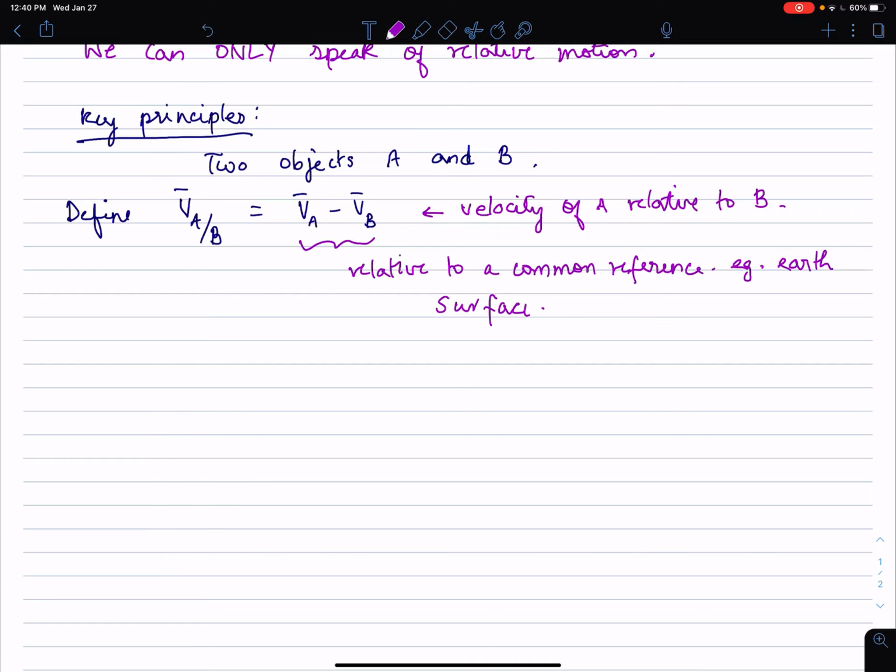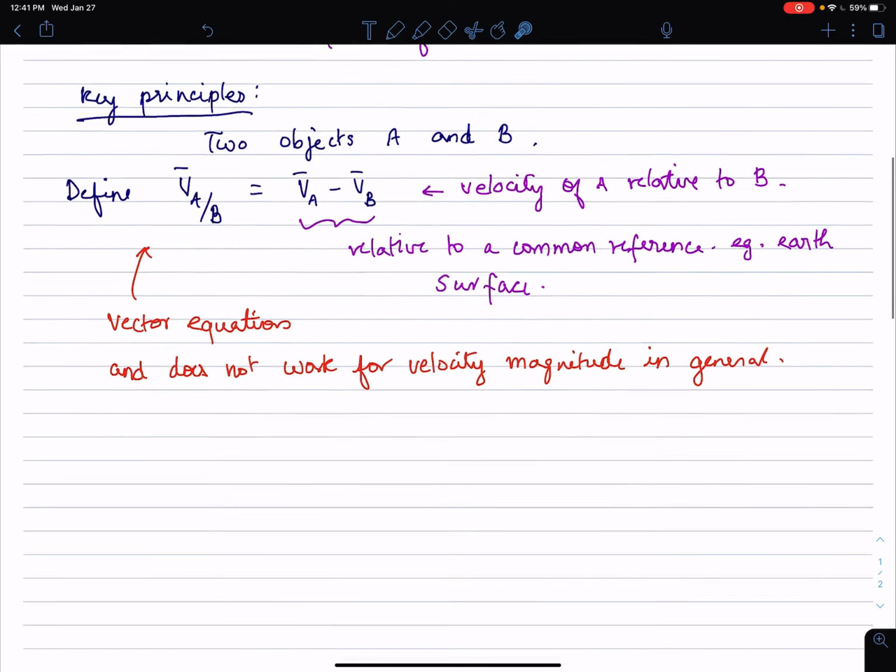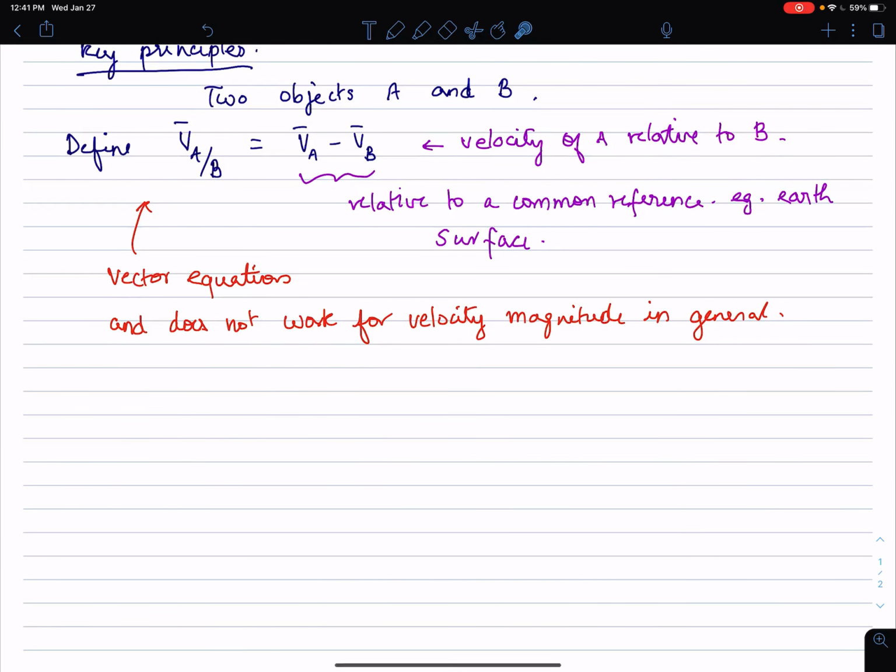Okay, so this is a vector equation. Note, this is a vector equation and does not work for velocity magnitude in 2 or 3D. Well, let me just say velocity magnitude in general. So you should always use this as a vector equation, not as a scalar equation. If you replace this with the velocity magnitudes, it's not a meaningful equation. So that's how we define relative velocity.